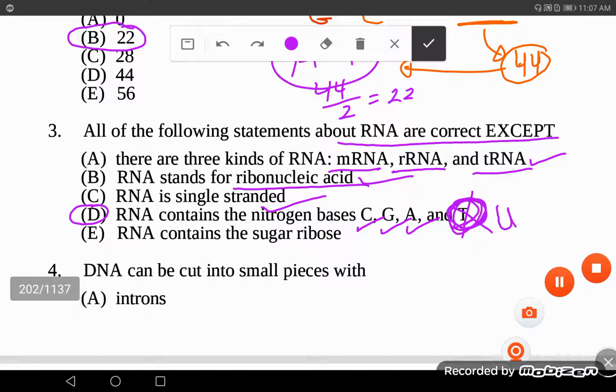But let us read the last one. It contains sugar ribose. Yes, it contains sugar ribose. So all of the following statements are correct except this one. This is the answer for the question.